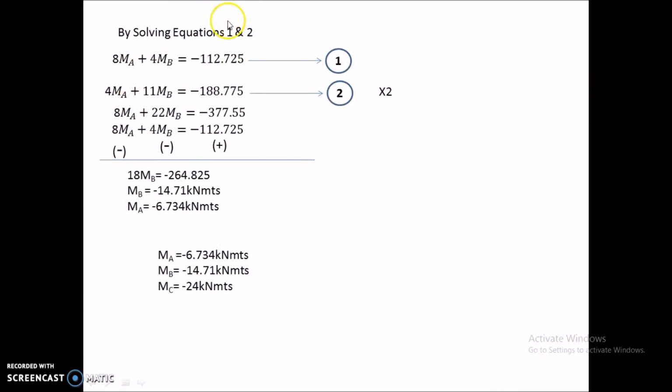Now by solving both these equations, we will get the values of MA and MB, and we had also calculated the value of MC as minus 24 kilonewton meters. So by solving these, we got the MB value as minus 14.71 kilonewton meters, and by substituting this minus 14.71 kilonewton meters in any of these equations, we will get the MA value as minus 6.734 kilonewton meters. So finally our moment values are MA equal to minus 6.734 kilonewton meters, MB equal to minus 14.71 kilonewton meters, and MC as minus 24 kilonewton meters.